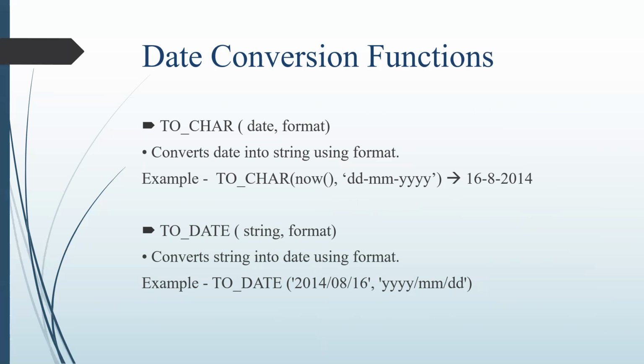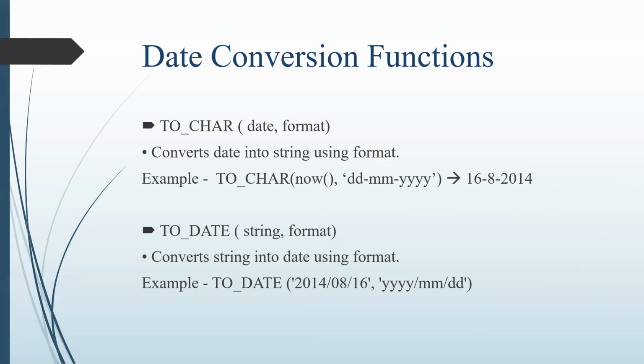Next category is date conversion functions. Sometimes we have a scenario where we want to convert a string to a date or a date to a string. For that, we use date conversion functions. First in this category is toChar. If you want to convert a date into a string format, we use this. So we are passing now, which will give us the current date, and we want the date in this string format, dd-mm-yyyy. So we're getting the output.